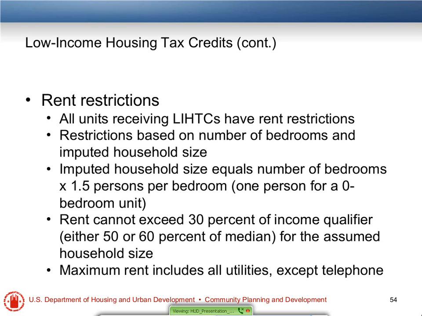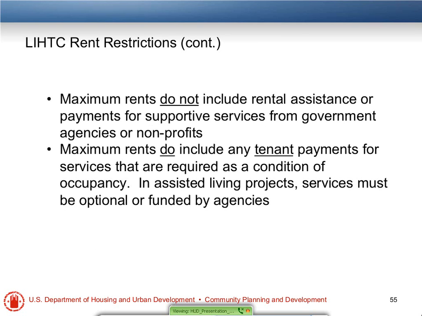The maximum rents then include all utilities except for telephone, so your heating and your cooling costs, the water, sewer, and trash, all get included as part of rents, or if the tenant is paying those costs, then the maximum rents are reduced. Maximum rents do not include rental assistance, such as Section 8, or payment for supportive services from a government or a nonprofit state or local agency.